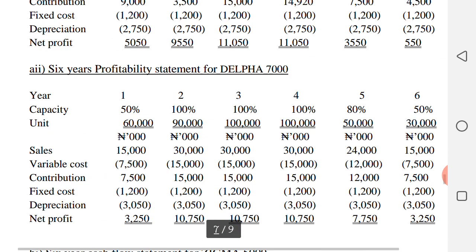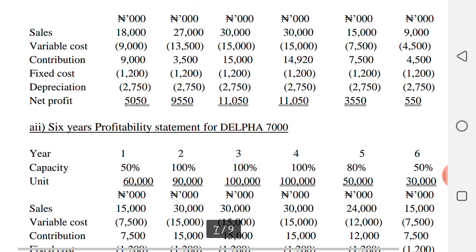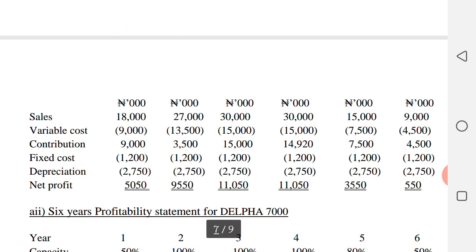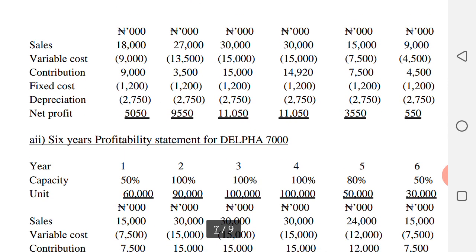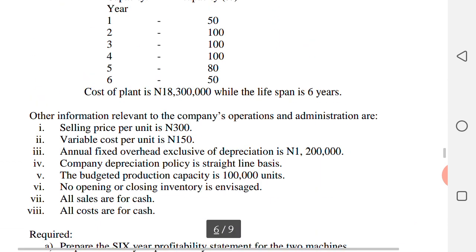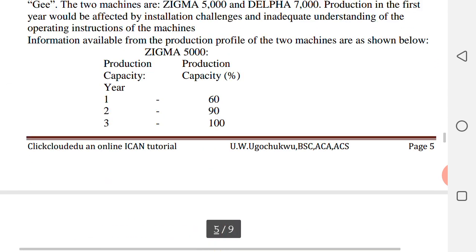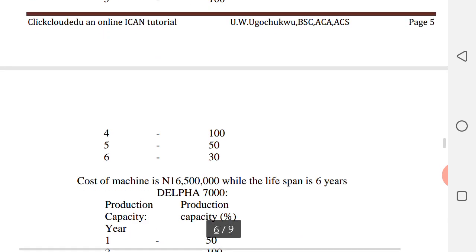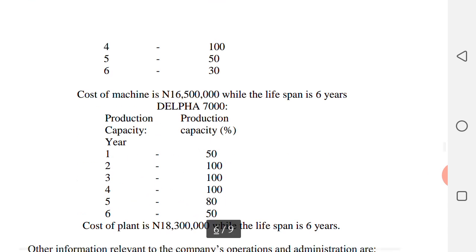Now this is just our accounting profit. Remember, it's just our accounting profit. Because we are looking for profitability, we must calculate our depreciation. How do we get our depreciation? Depreciation is very simple. It's just the initial cost of the asset. Let's use Sigma, for example. The cost of Sigma is 16,500,000 divided by 6 years, which is the depreciation. That's how we get our depreciation for Sigma 500.